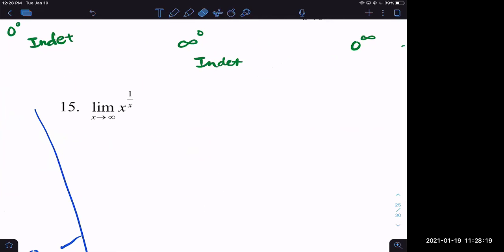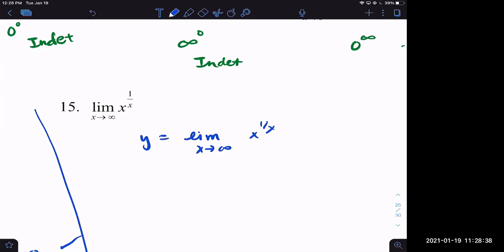So if you have to investigate further, I recognize that I have a variable in the base and a variable in the exponent. I want to bring that down. So this is where I'm going to introduce natural log. I start by just saying y equals. I do the y basically just so I remember to undo the natural log at the end.